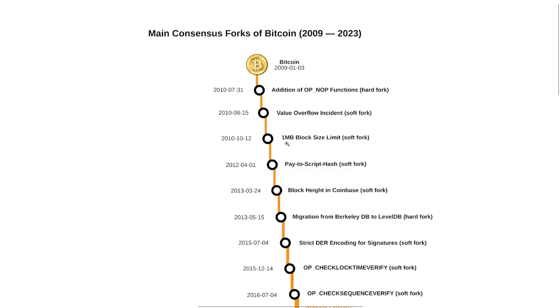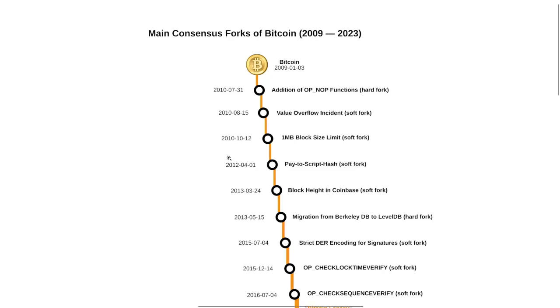Then in 2010, there was another important change to the Bitcoin protocol: the introduction of a 1 megabyte block size limit. Each block in the blockchain is a certain size, and this limits the maximum size to 1 megabyte, as a spam protection measure, a denial of service protection measure for the nodes on the network. At the time, this was a technical limit just for denial of service protection, but it ended up being a very political parameter and something that has decided the future of Bitcoin. We will come back to this a bit later on the timeline.